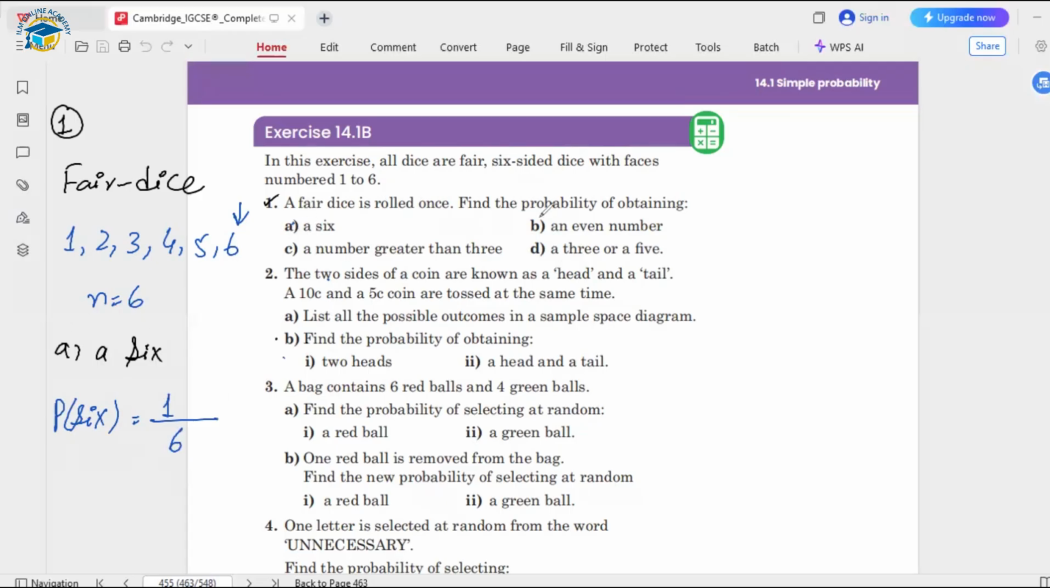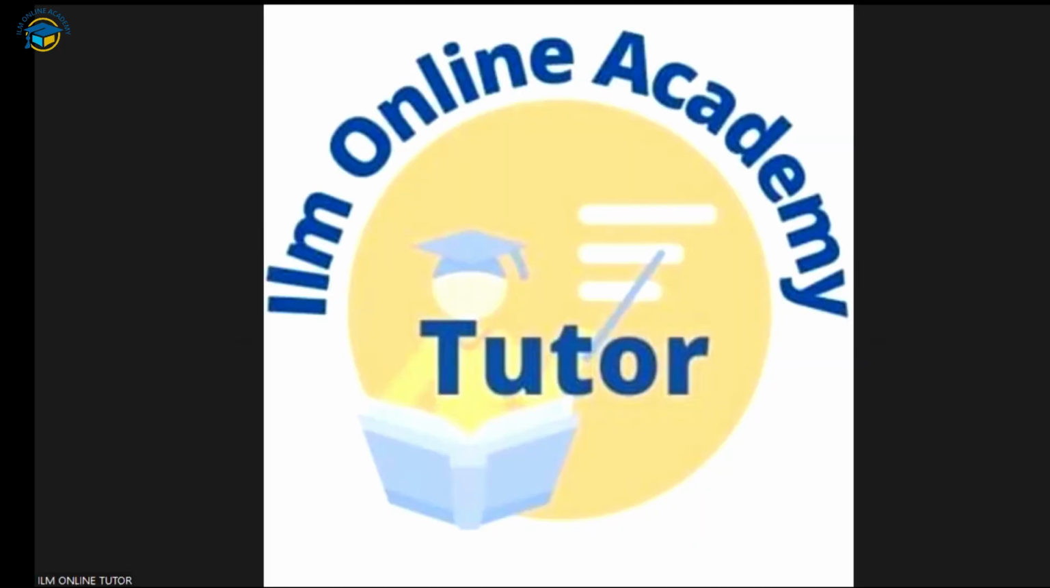Next, for part B, getting an even number. If you want to find the probability of an even number, the total trials are again 6. They're not going to change. The even numbers are 2, 4, 6. These three are the even numbers. So how many even numbers did we get? 3 even numbers out of a total of 6. You can simplify this a bit. If I simplify, it will be, just a minute.